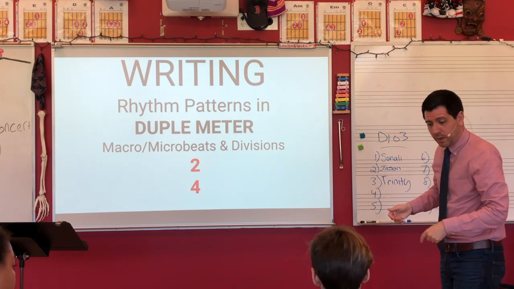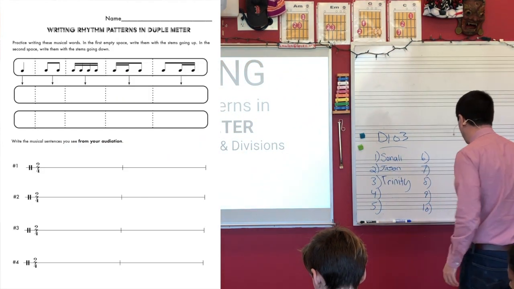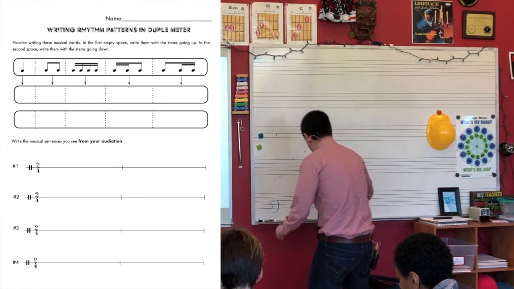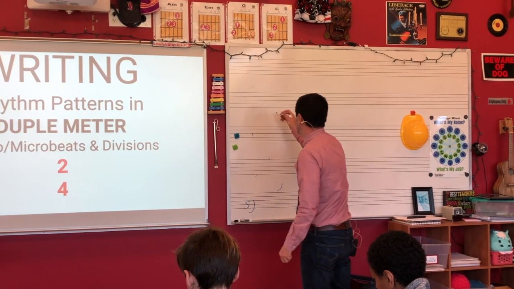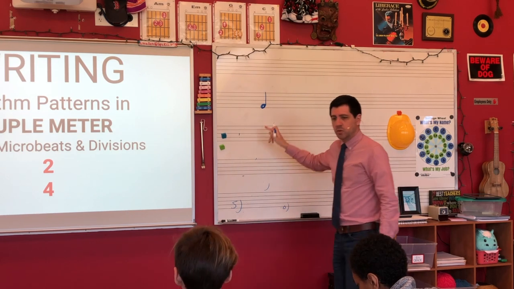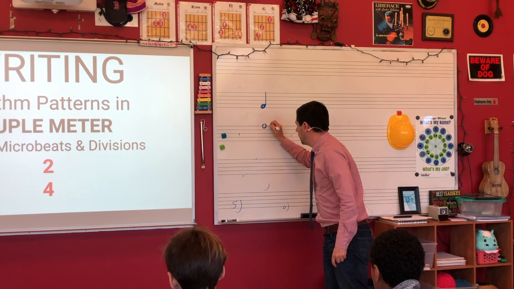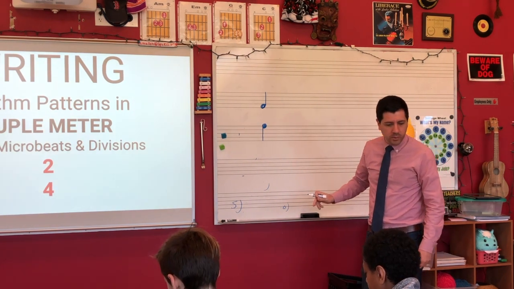Stephen is already doing the correct thing. So it says first, practice writing these musical words. Let's begin by writing a do, and I want you to write it two ways. Sometimes you'll see a do like that, and then sometimes you'll see it with the stem going down. So practice writing it both ways.